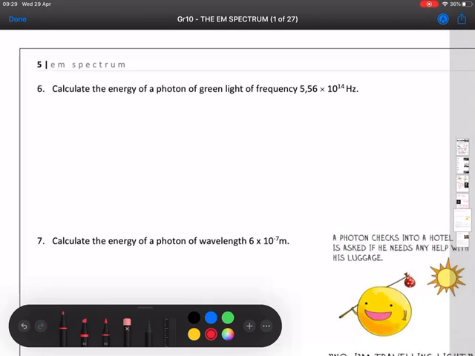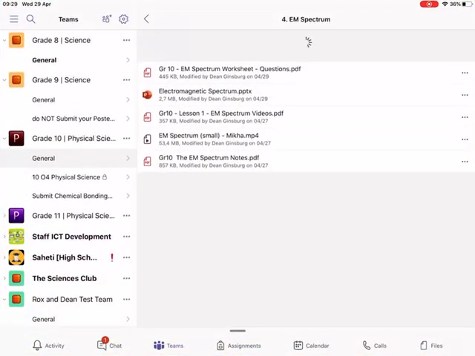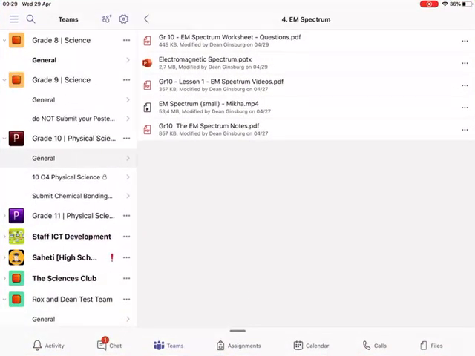Once you've done that, then you're going to go to the General tab. You're going to go to Teams and Files, EM Spectrum. Then there's the top document here, EM Spectrum Worksheet. You're going to do that for the rest of this lesson. Once you've done that, then you're going to submit it on the Assignments tab in Teams as an assignment. Your teacher will then check that you've done it and give you a memo for it. She'll also give you a password. The password will be for your next section of work.